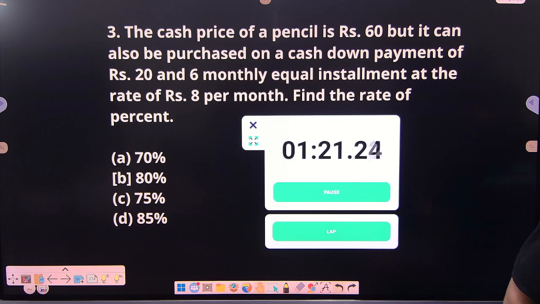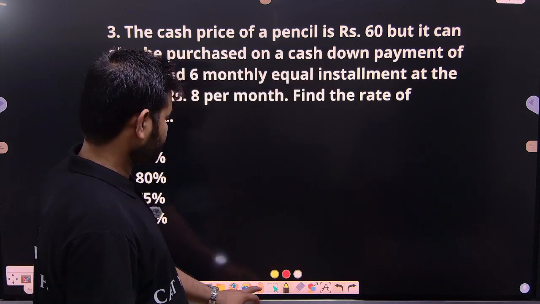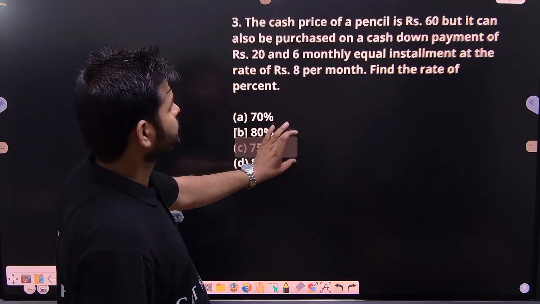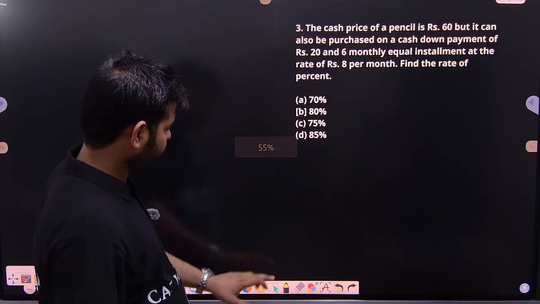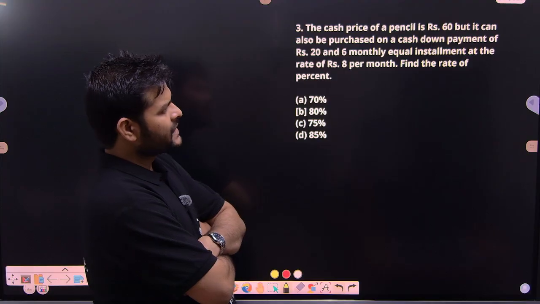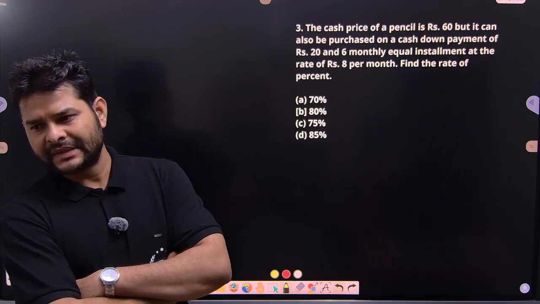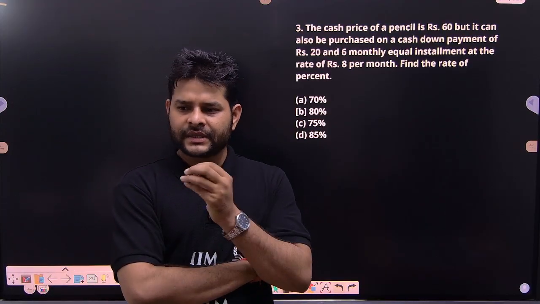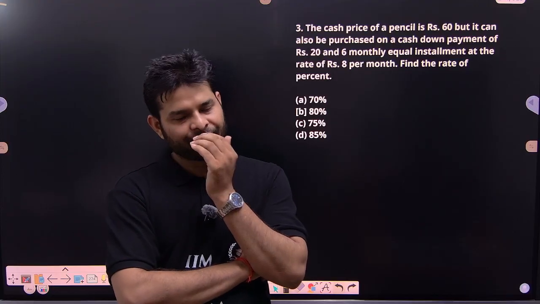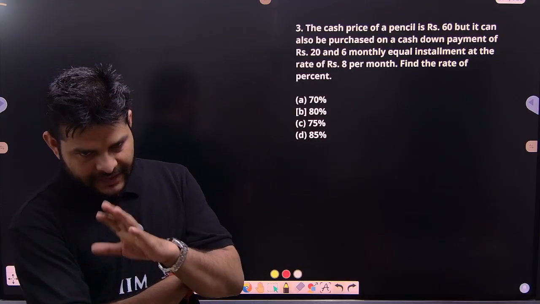Hello, guys. Let's take a look at what the question says. The cash price of a pencil is rupees 60. If you have 60 rupees, give me the 60 rupees and take the pencil. If you don't have 60 rupees, we have the option. What option do we have? Installment, EMI.